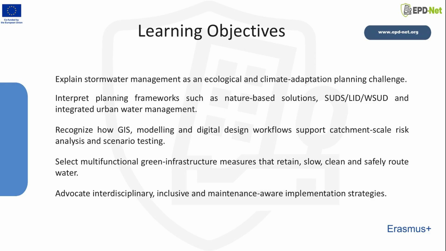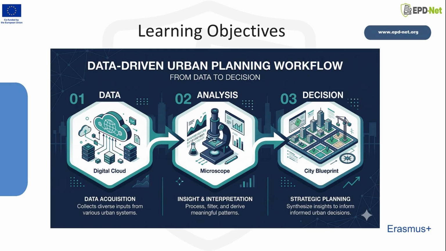Third, it emphasizes the role of GIS, modeling, and digital design workflows in supporting risk analysis and scenario testing at the catchment scale. Fourth, it focuses on the selection of multifunctional green infrastructure measures that can retain, slow, clean, and safely route water. Finally, it underlines the importance of interdisciplinary, inclusive, and maintenance-aware implementation strategies.